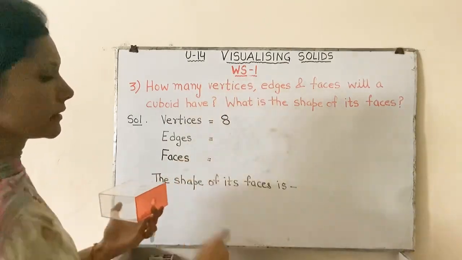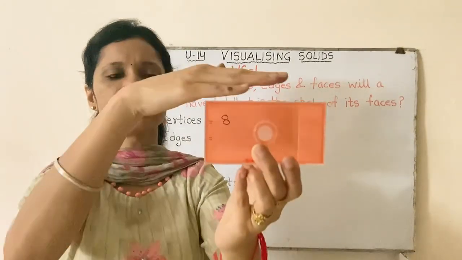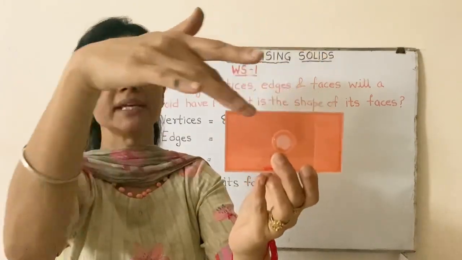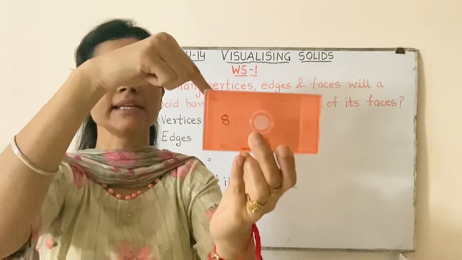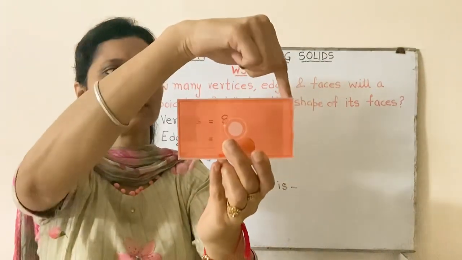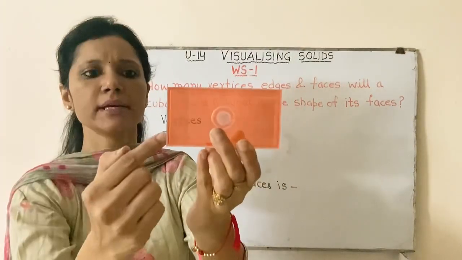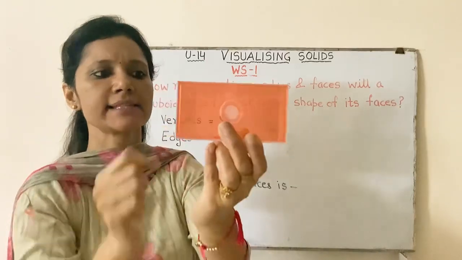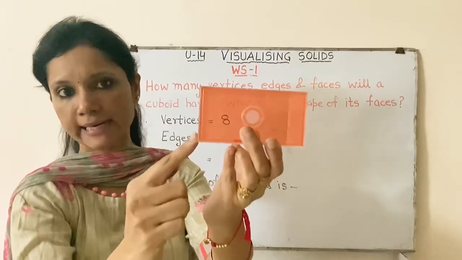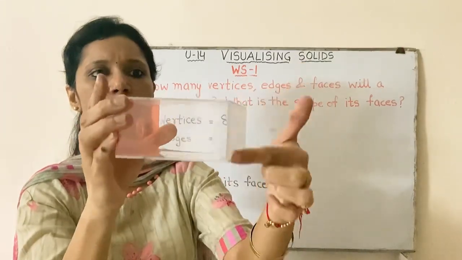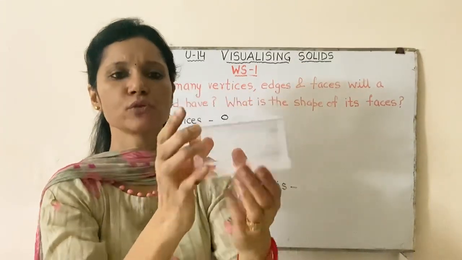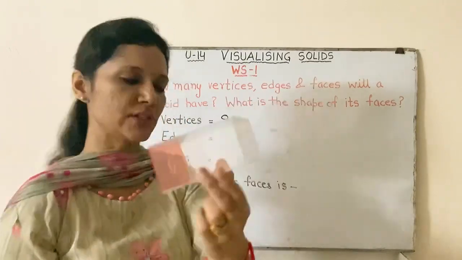Now let's count the edges. An edge is where two faces meet. This line segment is known as an edge. So let's count the edges. 1, 2, 3, 4 at the top. Similarly 5, 6, 7 and 8 at the bottom. And then 9, 10, 11 and 12. So a cuboid has 12 edges.